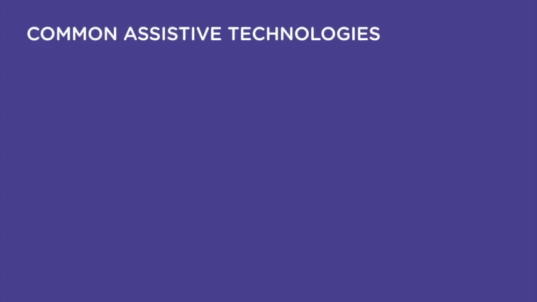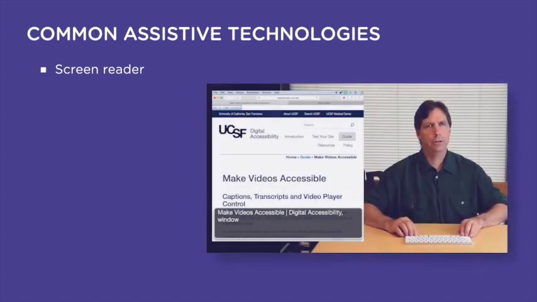Common examples include screen readers, or software that reads web content aloud to assist visually impaired users. What a screen reader does is, for example, I'm going to start to read this page.